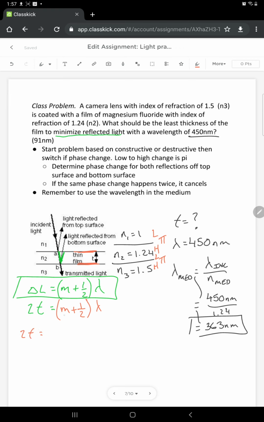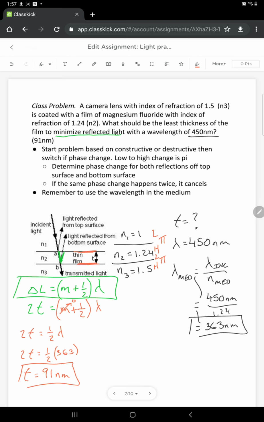So what is m? Well, it said minimum, and that's usually what they want. Minimum here would be when m is 0. So we would end up with 1/2 lambda. We got 2t equals 1/2 lambda, and we know lambda is 363. Remember, it's the lambda in the medium. So our thickness is going to be 363 divided by 2, and then divided by 2 again. So there's your 91 nanometers.